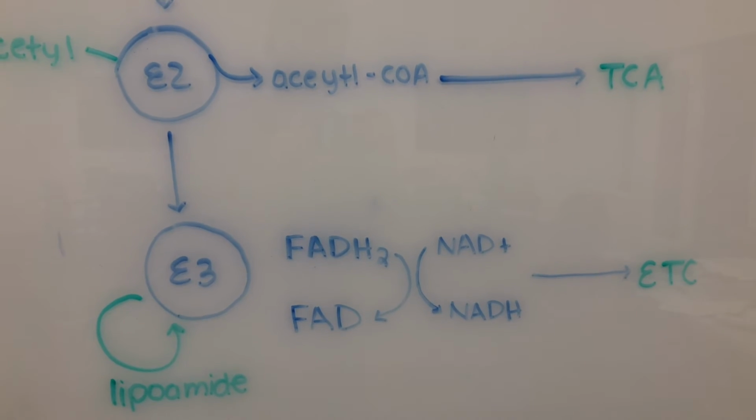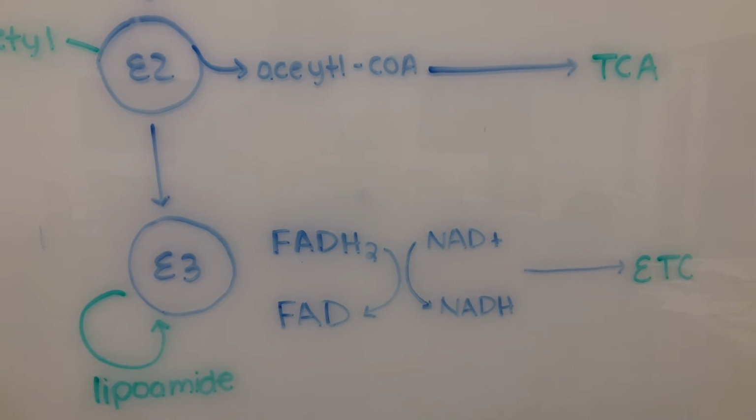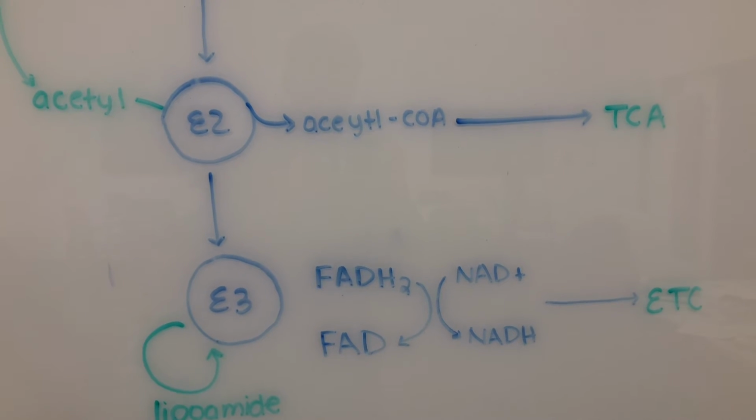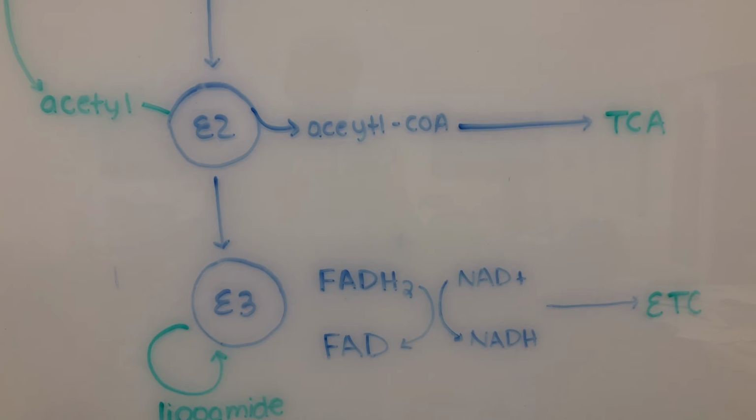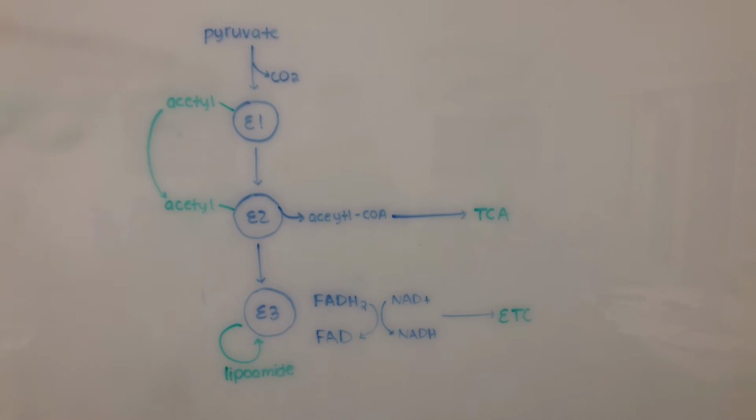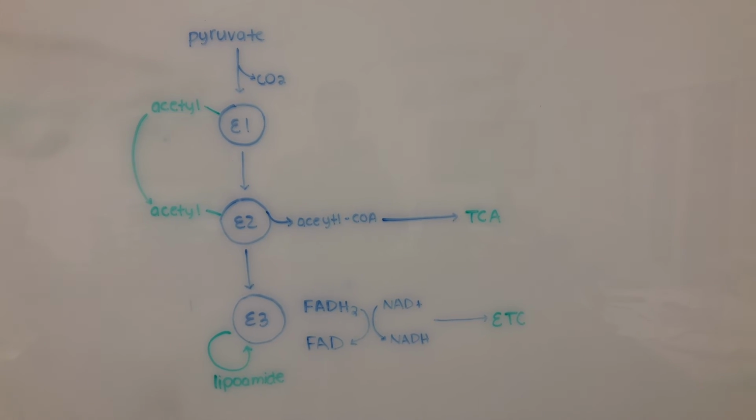E3, which is referred to as dihydrolipoyl dehydrogenase, regenerates coenzymes important for continuing the ATP making process. Coenzymes are useful because they assist enzymes in catalyzing reactions. The main coenzymes in metabolism are FAD and NAD+, which are reduced to FADH2 and NADH, which continue to the electron transport chain to produce ATP.